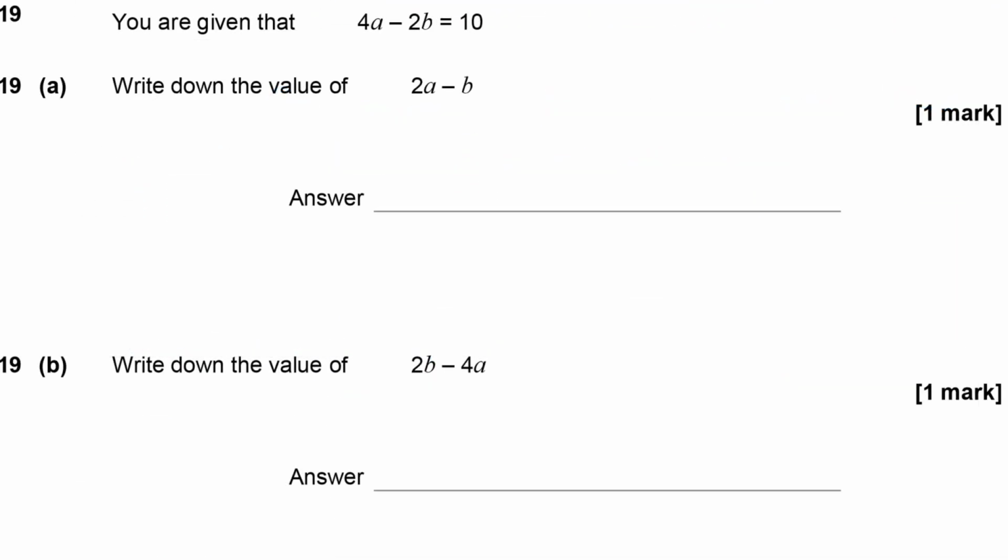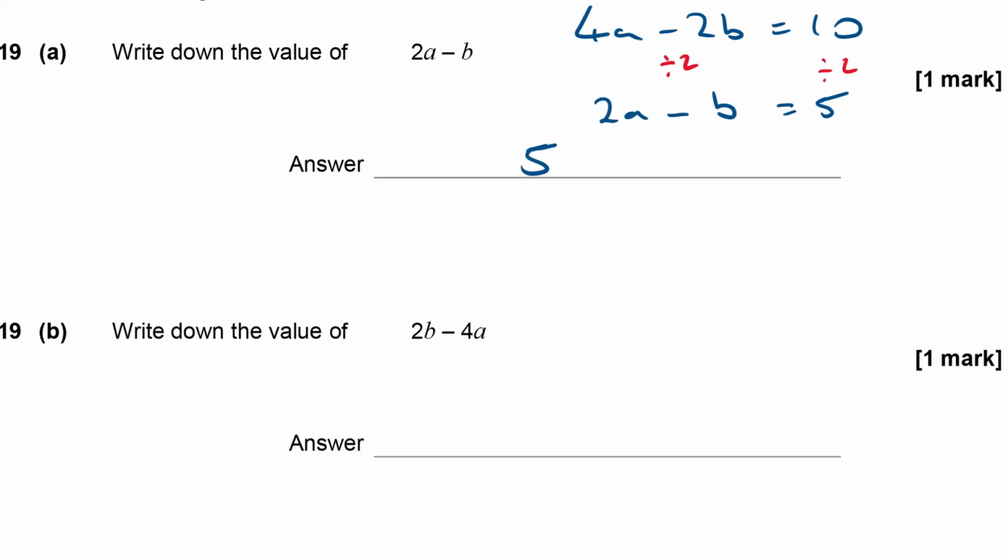Question 19, you're given that 4a minus 2b is equal to 10. Write down the value of 2a minus b. Right, well, if I've got 4a minus 2b is equal to 10, if I divide everything by 2, then I'm going to get 4a divided by 2 is 2a, minus 2b divided by 2 is b, and 10 divided by 2 is 5. So what's the value of 2a minus b? It's 5.